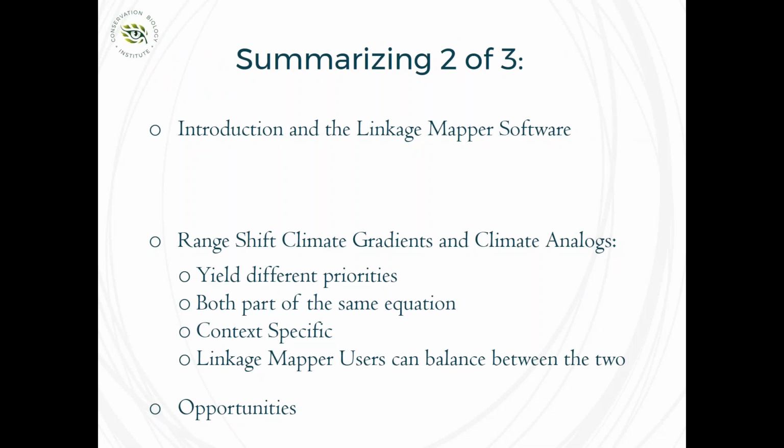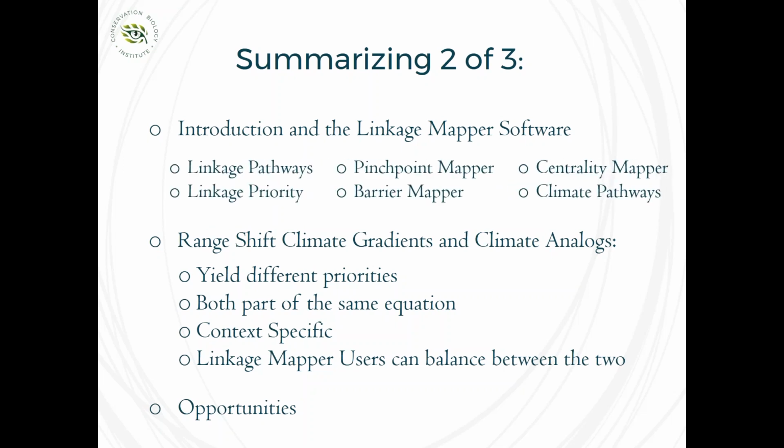But first, let me summarize 2 of the 3 points here. First, with range shift climate gradients, each one of those different assumptions yields different priorities, but they're both part of the same equation. And it's context specific which one of those two you really are much more interested in. For instance, if you're in a mountainous region or not. But as a Linkage Mapper user, you can balance between the two and find that proper balance. And then regarding the introduction to the Linkage Mapper software, I briefly overviewed 6 of the different tools in the toolbox, and how they can be combined.